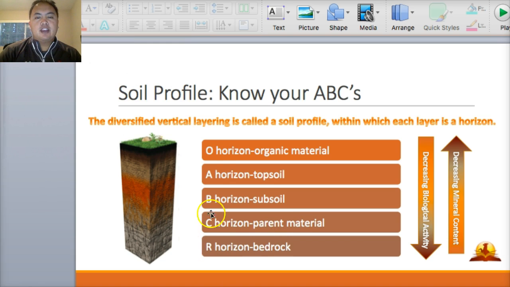So again, it goes O for organic, then A, B, C, which I think you guys can memorize. And then R is at the bottom. R is called the bedrock, so maybe R for rock. Every time I teach this, everybody always laughs about bedrock, but hey, you guys are more mature than that, right?